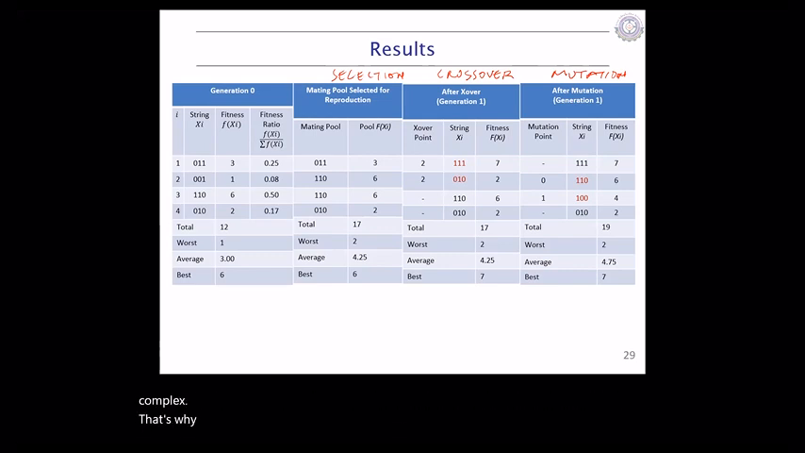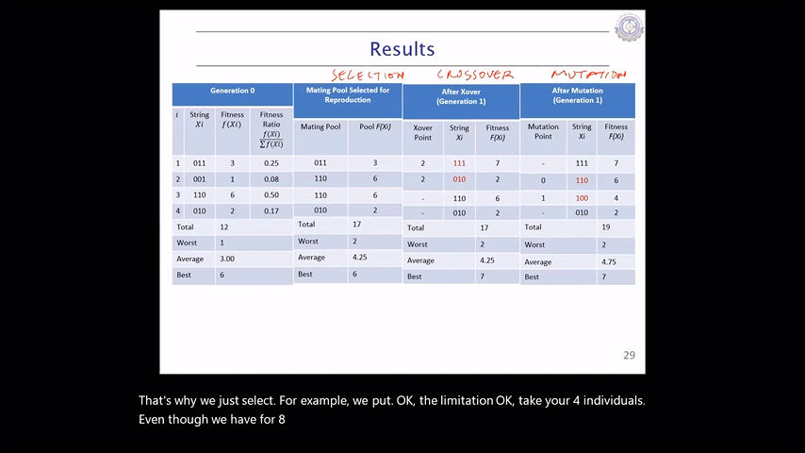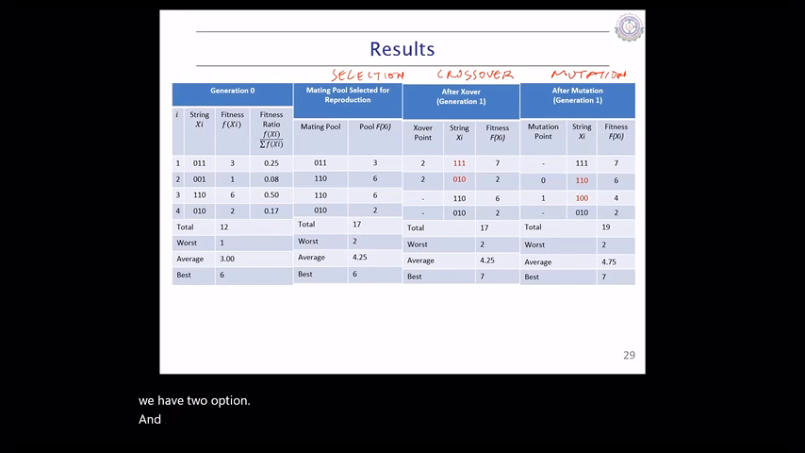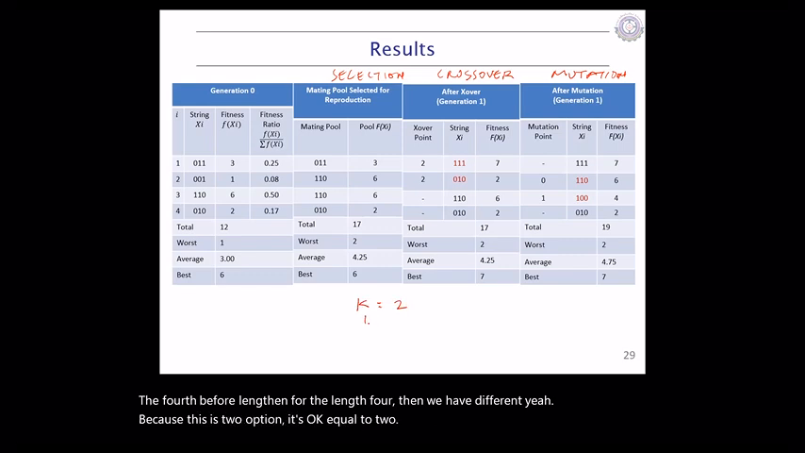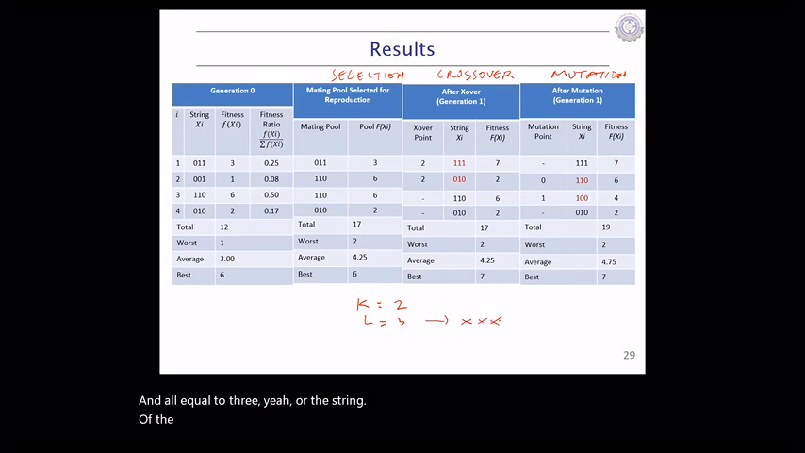That's why we just select, for example, we put a limitation, take 4 individuals, even though we have 8 possibilities, because the options are 0 and 1. So we have 2 options. And also the length, we have 3 for the string length. It's 111 or 011 or 101. So K equal to 2 and L equal to 3, for the string of XXX in binary, right?